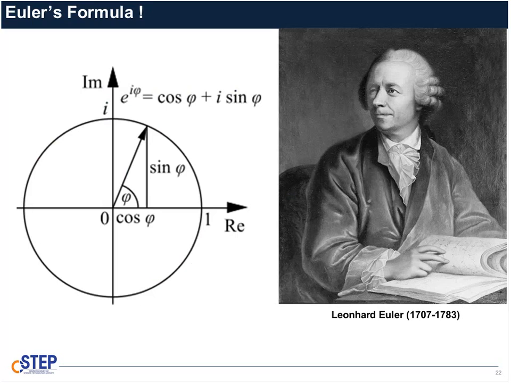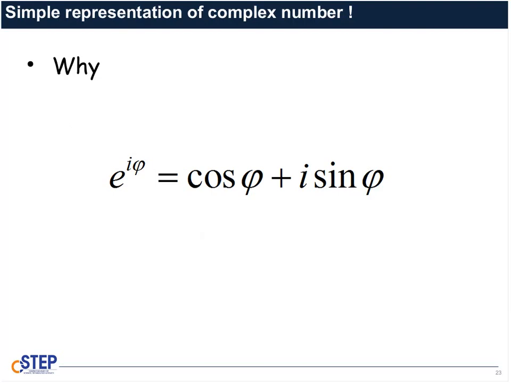The first thing that comes to mind is, why is e to the power i phi equal to cos phi plus i sin phi? Is there any proof? There are lots of complex proofs using the series representation of cos phi and sin phi. I am not going into detail on it, but in this presentation I am showing a most simple proof of Euler's equation.